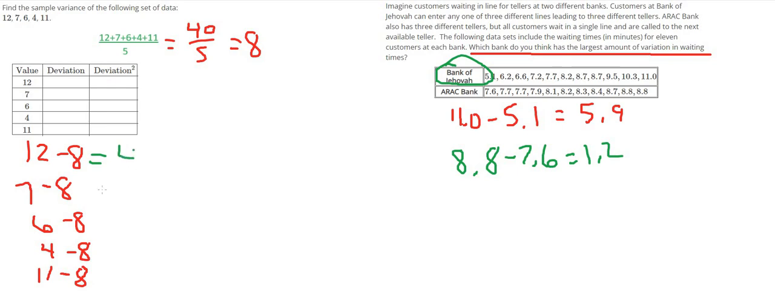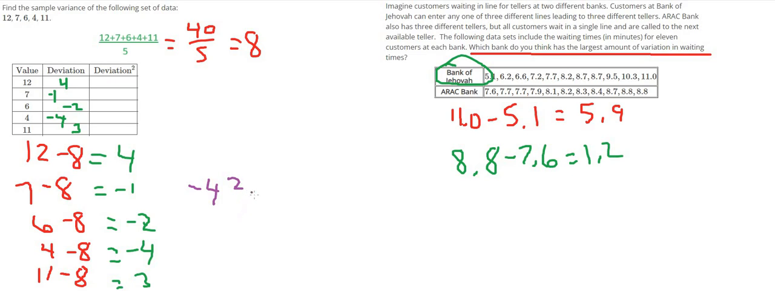So 12 minus 8 is 4, 7 minus 8 is negative 1, 6 minus 8 is negative 2, 4 minus 8 is negative 4, and 11 minus 8 is 3. And we carefully should write these in there a little bit nicer than I'm doing. So let's put in 4, 1, negative 1, negative 2, negative 4, and 3. Now when we square it, note that negative 4 squared, for example, is not negative 4 squared written like this, which would be negative 1 times 4 squared, but it's really negative 4 squared.